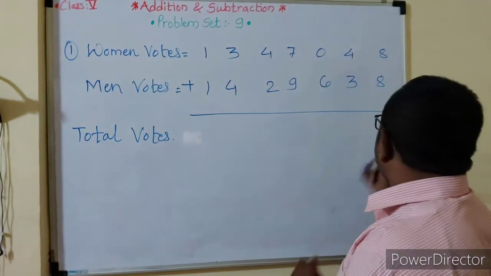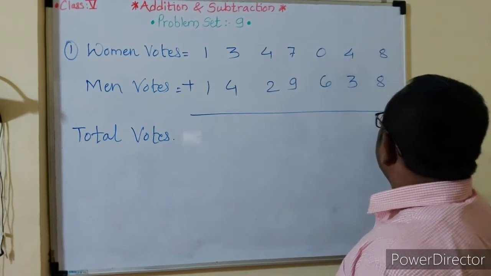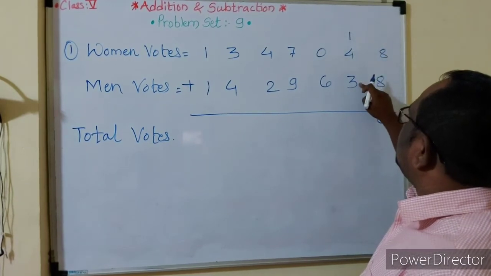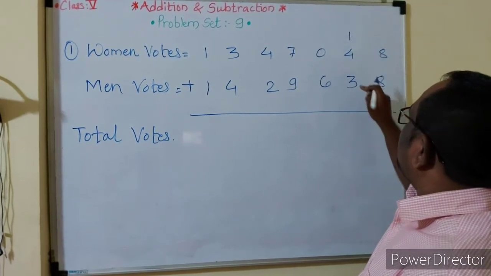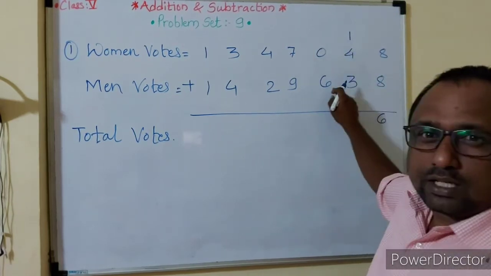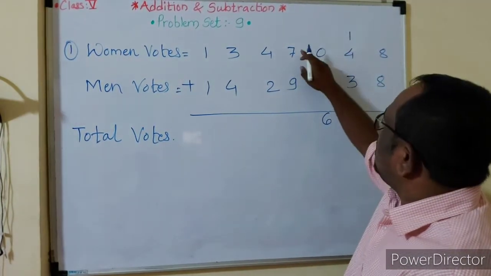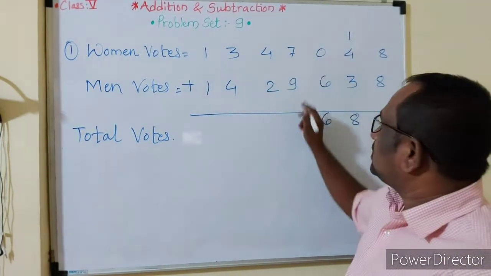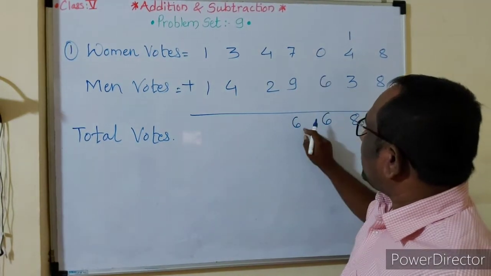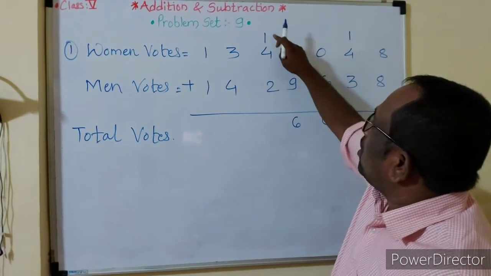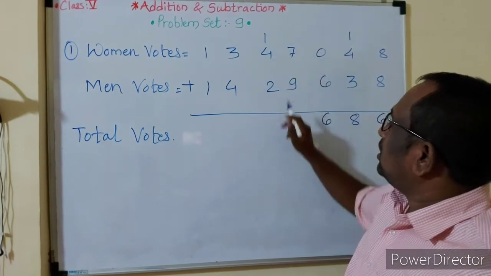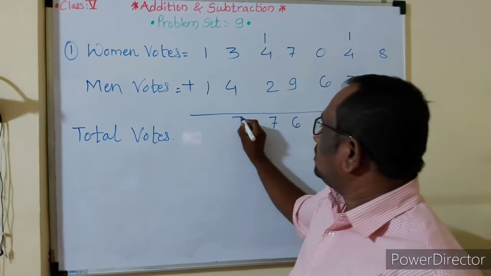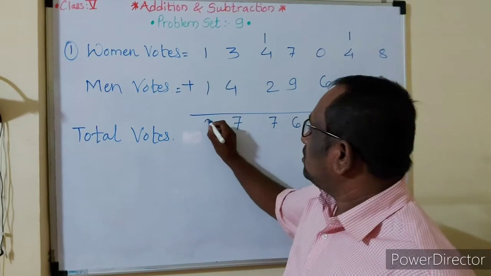8 plus 8, 16. 6 remains here, 1 carried over. 1 plus 4 plus 3: 4 plus 1, 5, 6, 7, 8. 0 plus 6, 6. 7 plus 9, 9 plus 1, 10, and 6, 16. 6 remains here and 1 carried over. 1 plus 4, 5, 5 plus 2, 7. Then 3 plus 4, 4, 5, 6, 7, and 1 plus 1, 2.